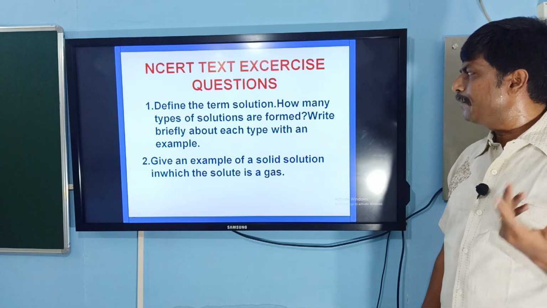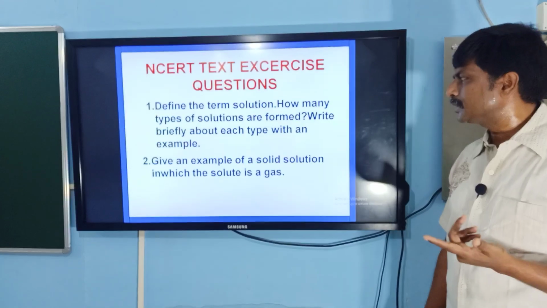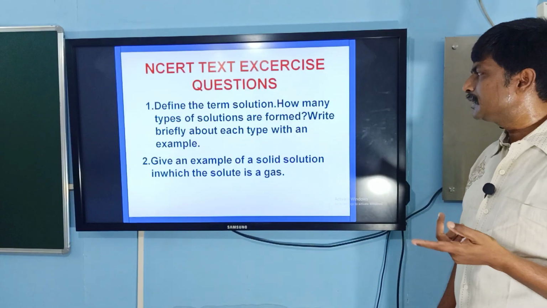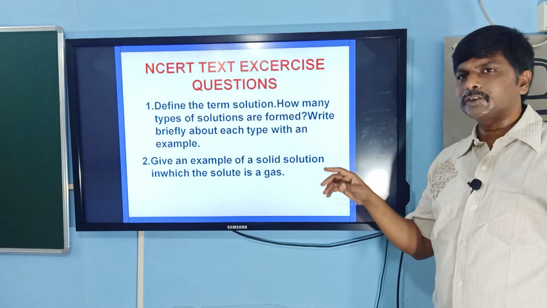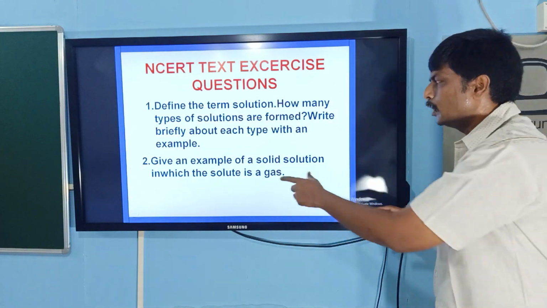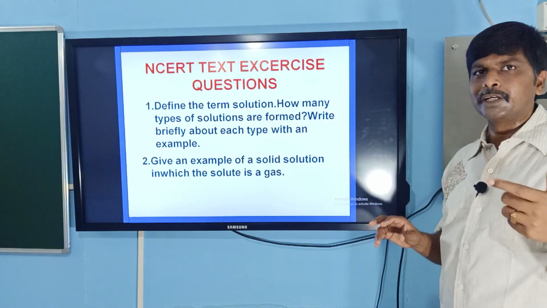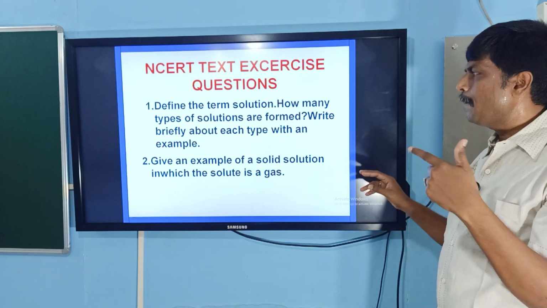Second one, give an example of a solid solution in which the solute is a gas. Solvent is a solid, palladium. Solute is a gas, that means hydrogen. The mixture of hydrogen in palladium.